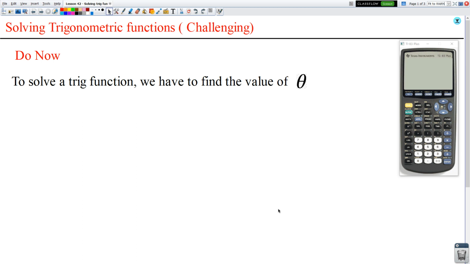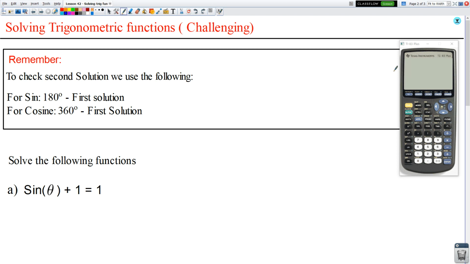Today, we will take a look into how we can solve trigonometric functions, but today we're going to be looking into a more challenging problem here. One thing to keep in mind is that when it comes to solving trigonometric functions, our objective is to find the value for theta, because once we know the value for theta, that's when we can claim that we have solved it. We have found the solution of a function. So let's get started here.